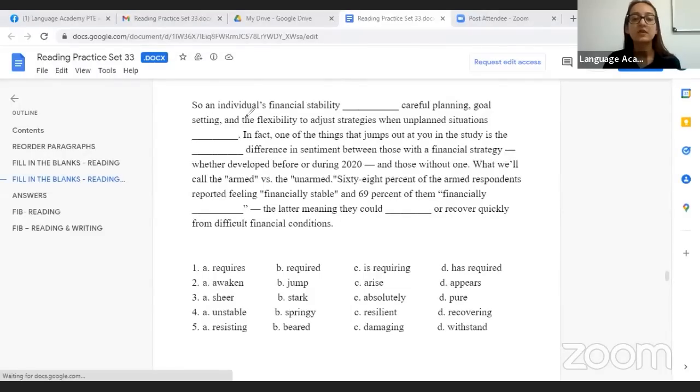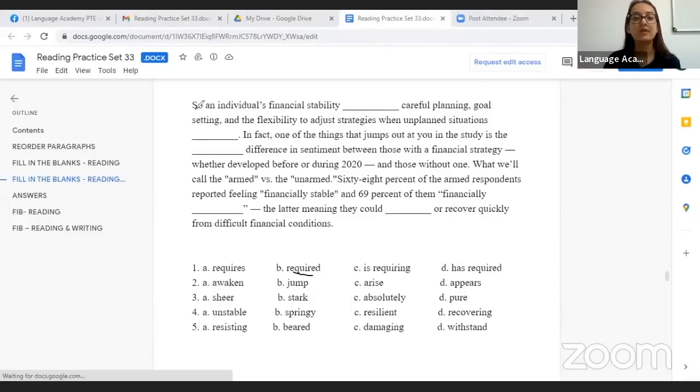They say, "An individual's financial stability dash careful planning, goal setting, and the flexibility to adjust strategies." An individual's financial stability requires careful planning. It is now "requires", not "required". "Required" means it was required in the past. So if you're putting "required", this is a past situation. "Requiring" means at this time it is requiring or has required.